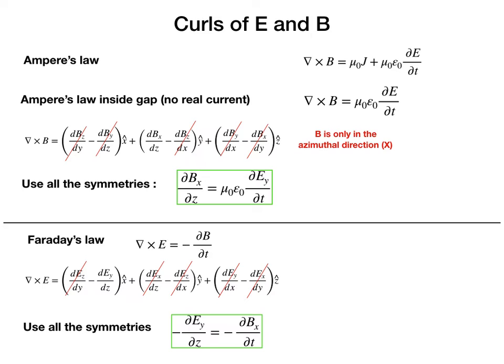Doing the same for Faraday's law, we have that the curl of E equals minus dB over dt. Again, many terms are 0, and we're left with only this term in the green box. We again got another simple equation: the derivative of the y component of E with respect to z is equal to the derivative of the x component of B with respect to time.